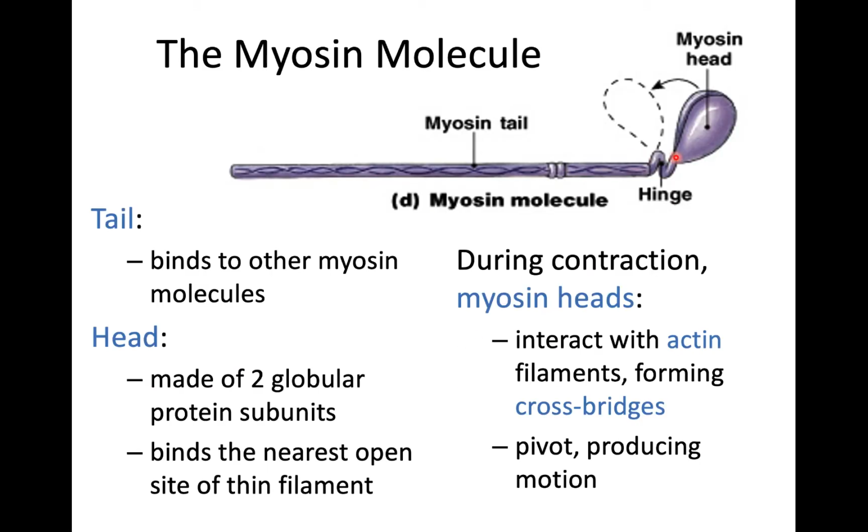When you do have binding of the myosin head to actin, that's called forming a cross bridge. So that's a good term to know. Cross bridge formation. It's when the myosin head binds to the actin.